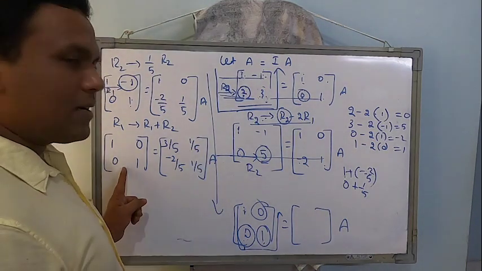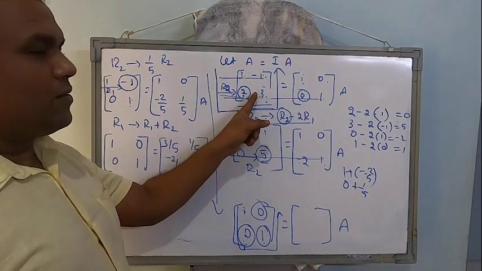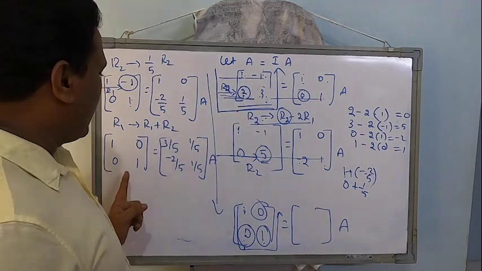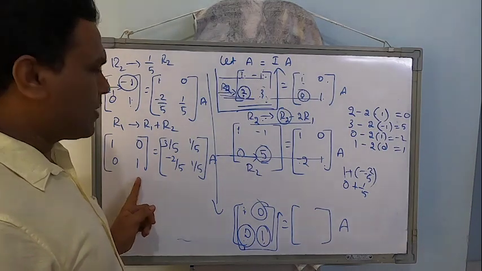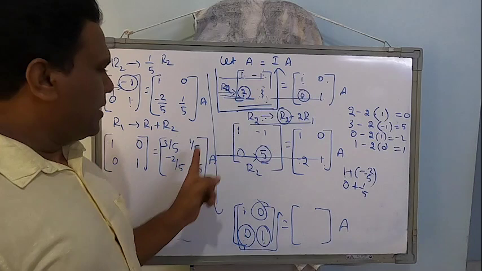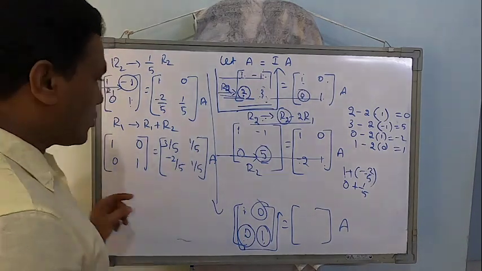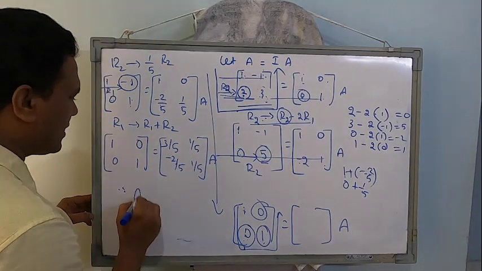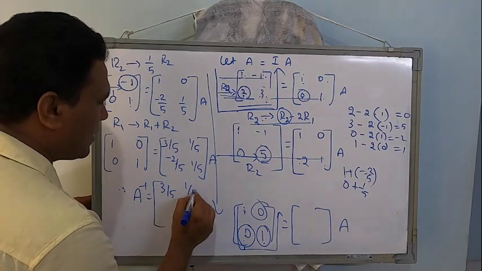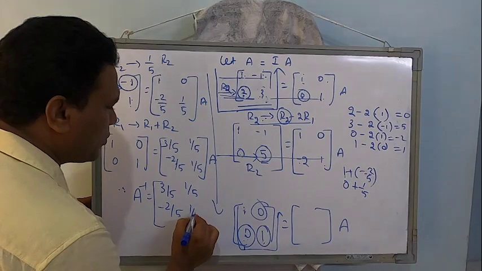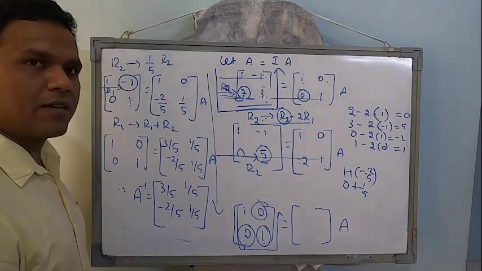Did I get my required matrix? Yes. Now the left side was a matrix A I started. Finally, I ended up making the left hand side as an identity matrix. And the right side, it was I. It is converted to some other matrix here. So finally, what I got here is A inverse equal to 3 by 5, 1 by 5, minus 2 by 5 and 1 by 5. That is the inverse of the matrix.